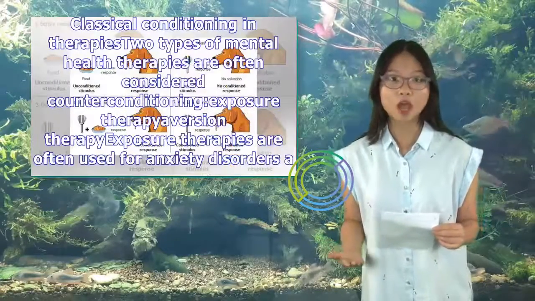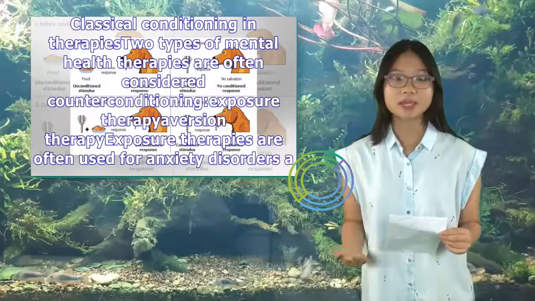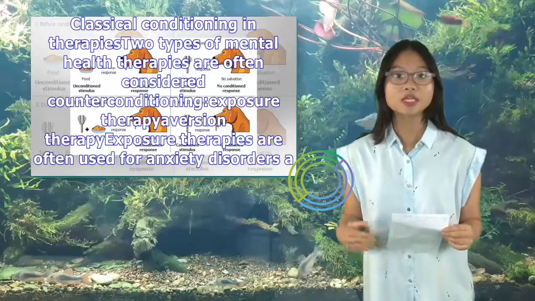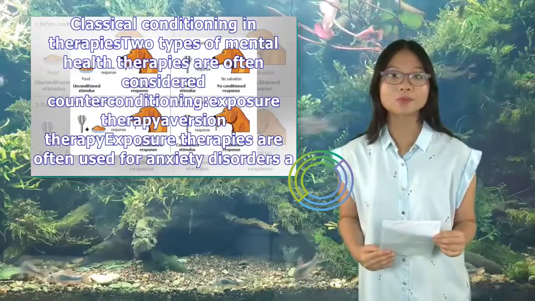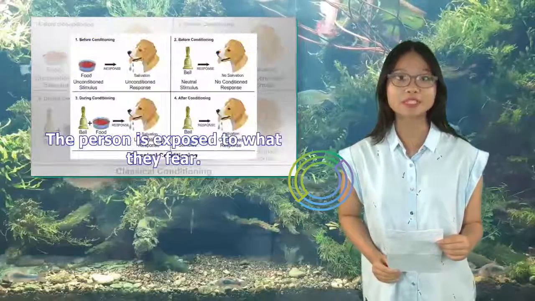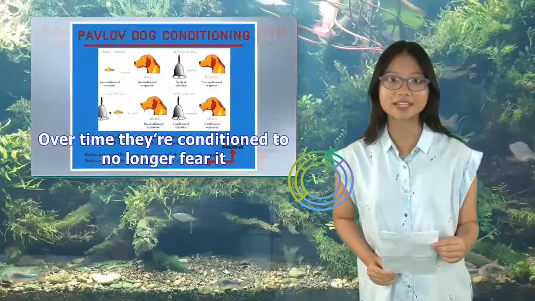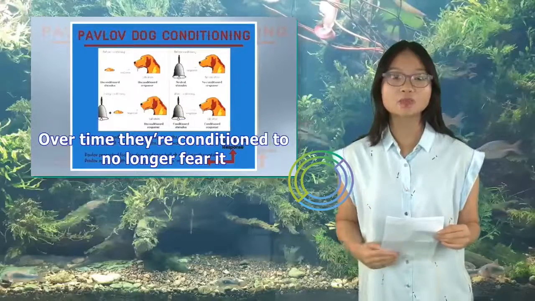Classical conditioning and therapies. Two types of mental health therapies are often considered: counter-conditioning exposure therapy and aversion therapy. Exposure therapies are often used for anxiety disorders and phobias. The person is exposed to what they fear. Over time they're conditioned to no longer fear it.